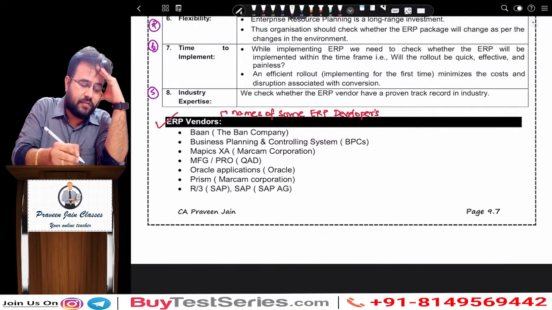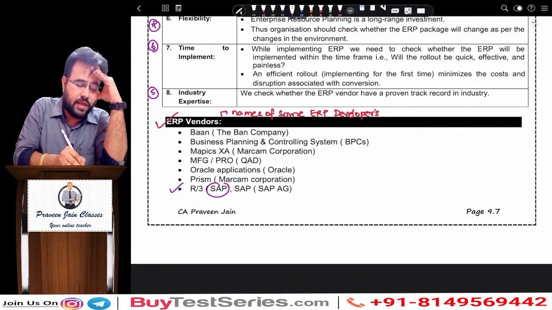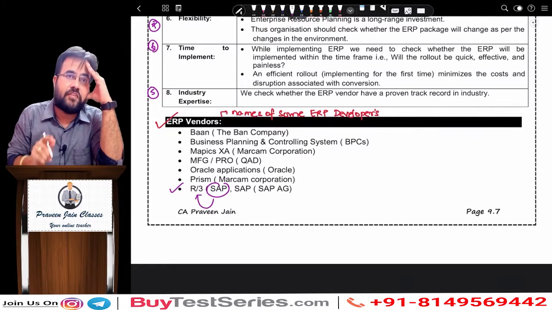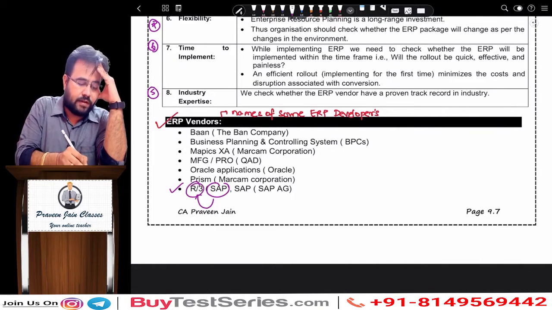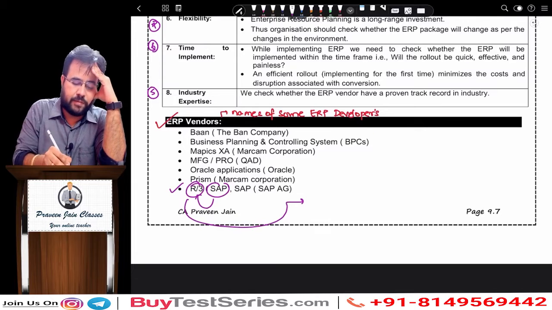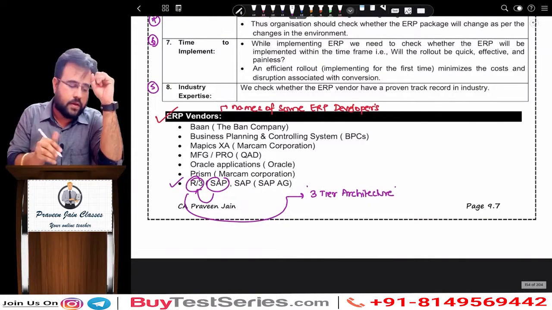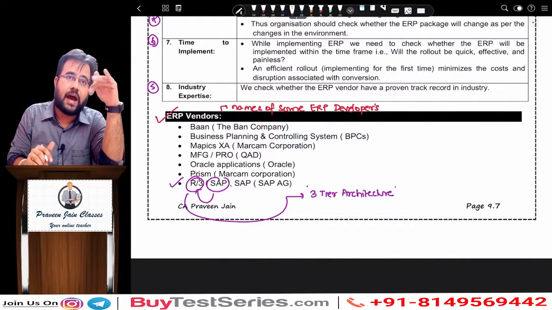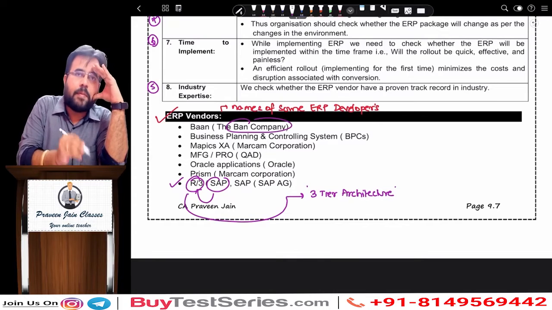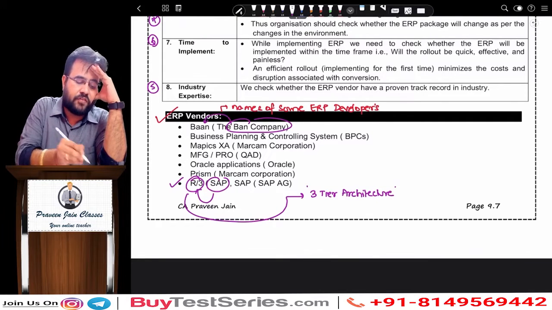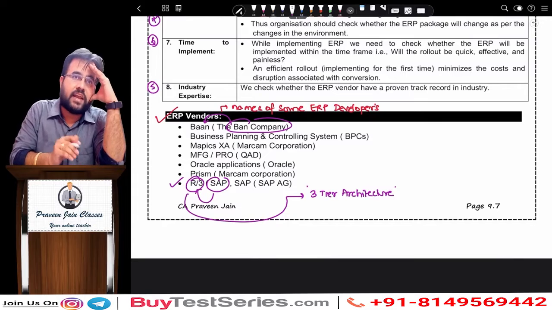First in the market we have SAP. So can I say SAP is the name of a company. They have developed one ERP software which is R/3. Though we did not study that much detail, I am just telling you, sir, R/3 means it is a 3-tier architecture software. Clear? So who is the vendor? SAP. And what is the name of the software? R/3. Who is the vendor? The Baan company. And what is the name of their software, sir? Baan.